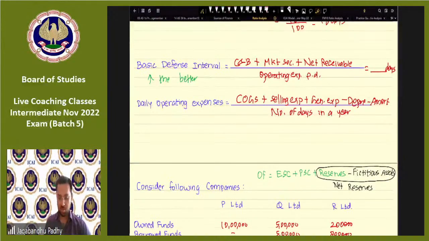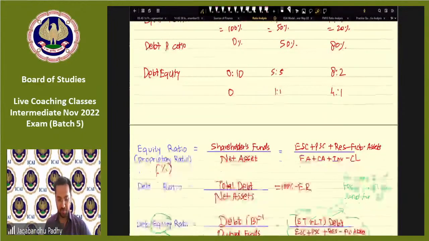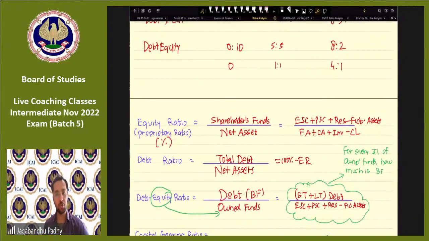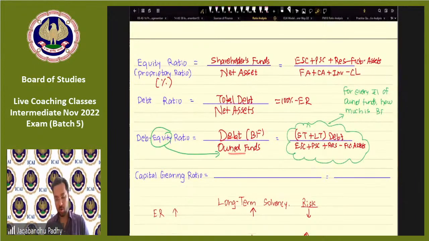Okay. Then we considered some of the long-term solvency ratios, in which we said the equity ratio indicates what proportion of your net assets are funded by shareholders' funds. Debt ratio was 100% minus the equity ratio, or total debt upon net assets. Debt equity ratio means debt upon owned funds, or borrowed funds upon owned funds. Now, remember these borrowed funds included short-term as well as long-term debt. We are yet to discuss capital gearing, which we will be discussing in today's session.